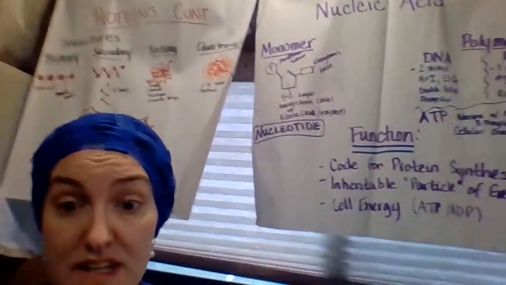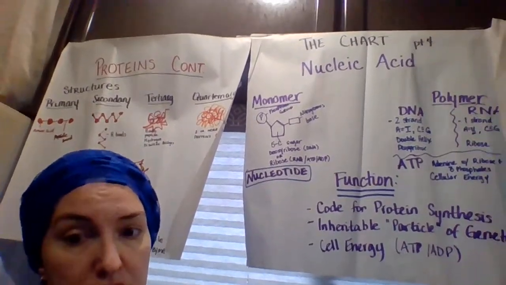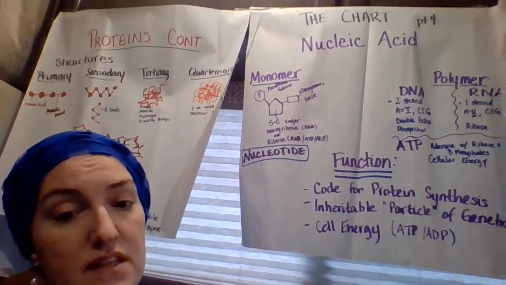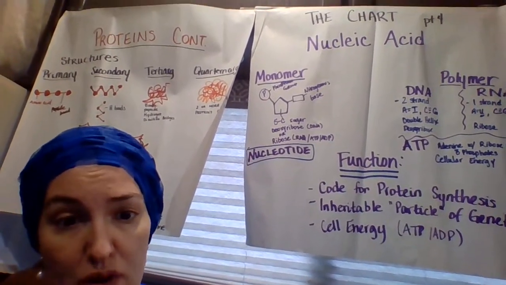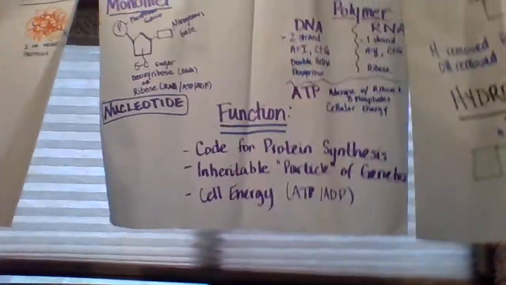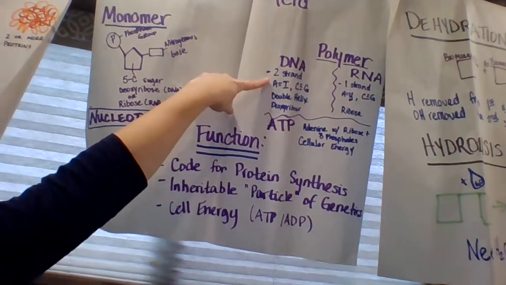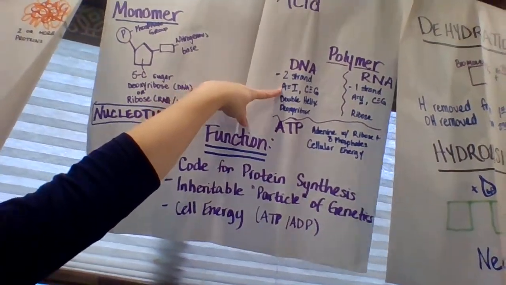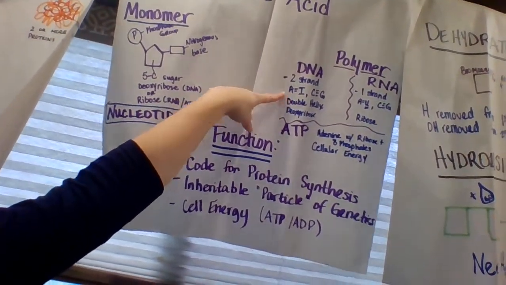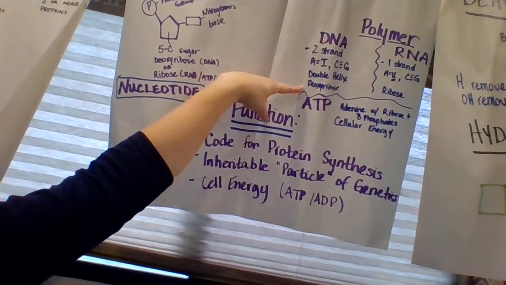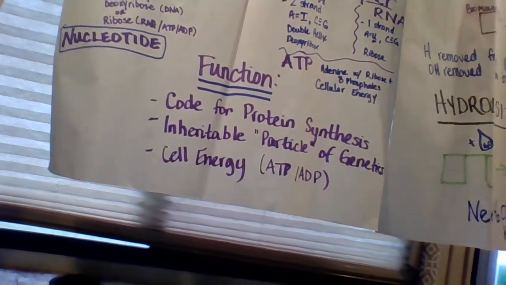When we're thinking about how they differ, there are 4 bases. The order of the bases, just like order of amino acids, is going to be significant, and it's going to change the way these things work. When we're talking about their polymers, the polymer of DNA is double-stranded. A is bonded to T, C is bonded to G. They have double helix structure, and they use deoxyribose.